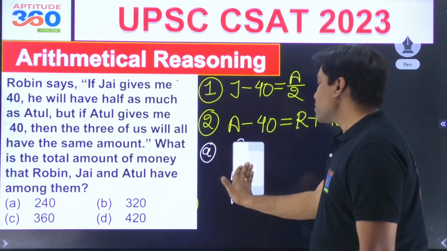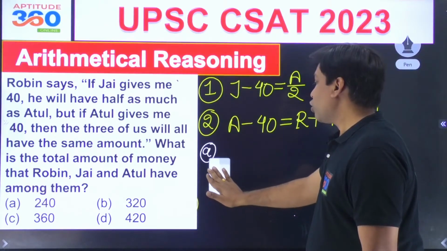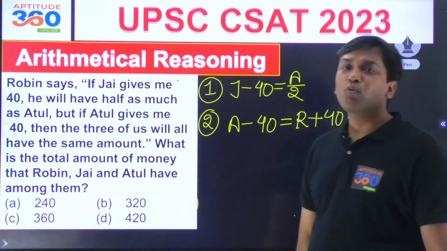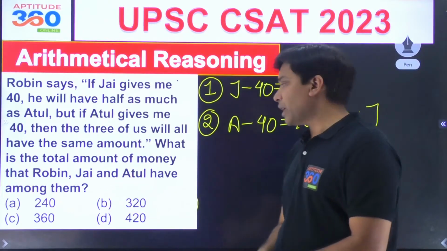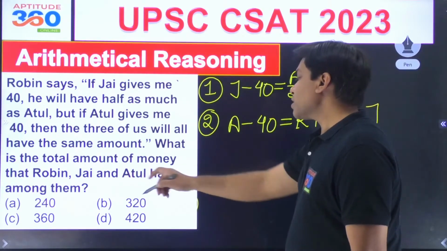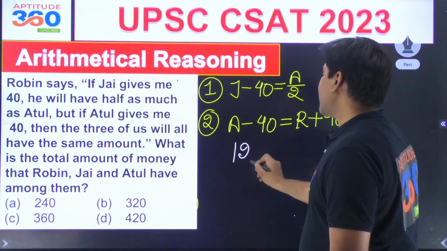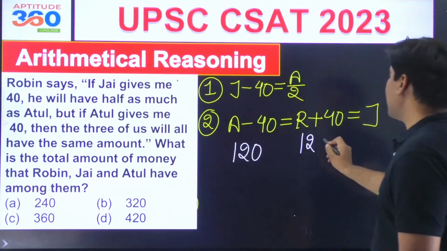फिर मैं क्या करूंगा, ऑप्शन नंबर बी तो एनी विच वे एलिमिनेटेड हो गया. क्यों एलिमिनेटेड हो गया? 320 का 1/3 आप कर ही नहीं सकते, it is not divisible by 3. So I'm going with option number C, which is 120 and then 120 and then 120.